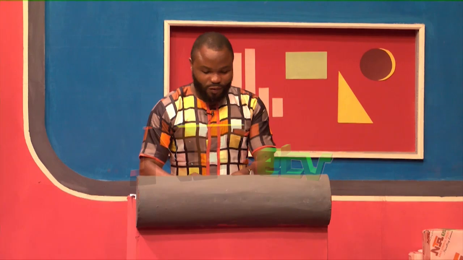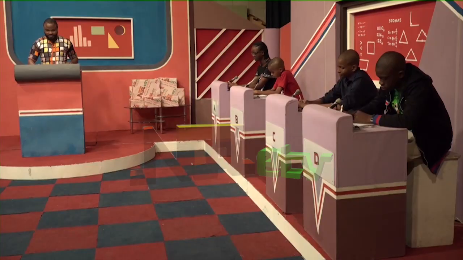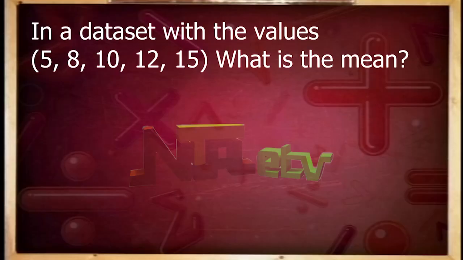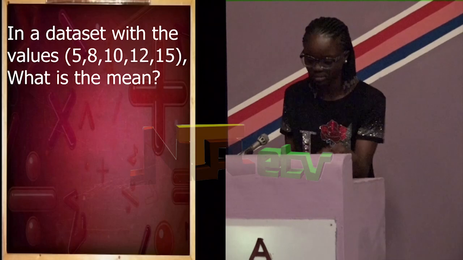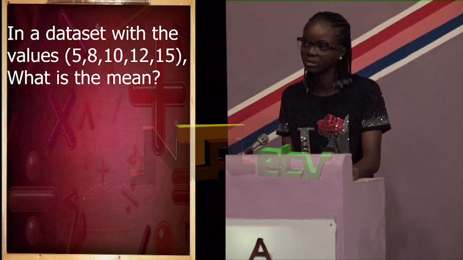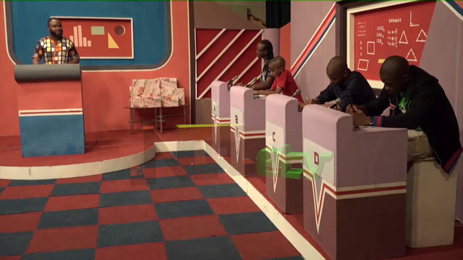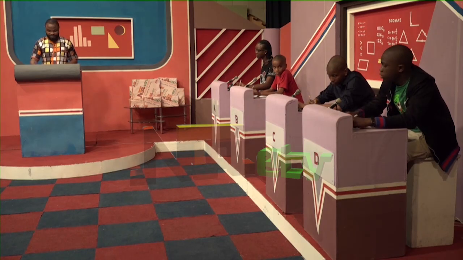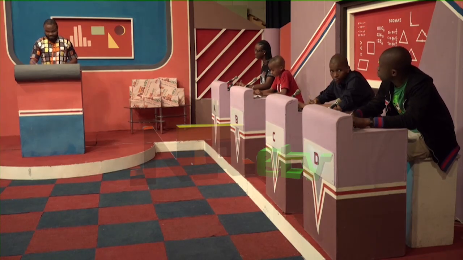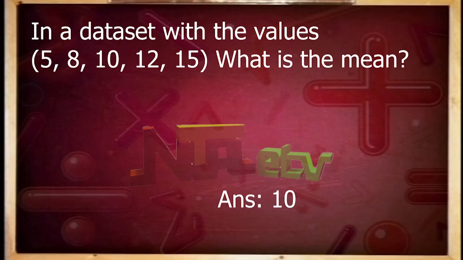Contestant A, your question. Question 11. In a data set with the values 5, 8, 10, 12, 15, what is the mean? Your time is up. Do we have a bonus? Contestant C? 10. And 10 is correct.